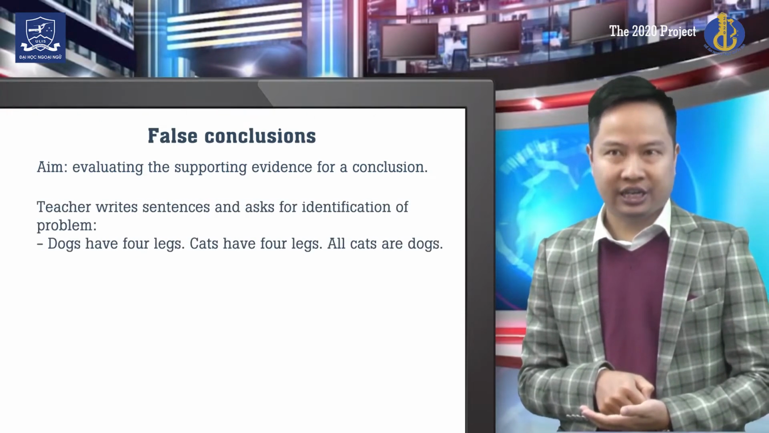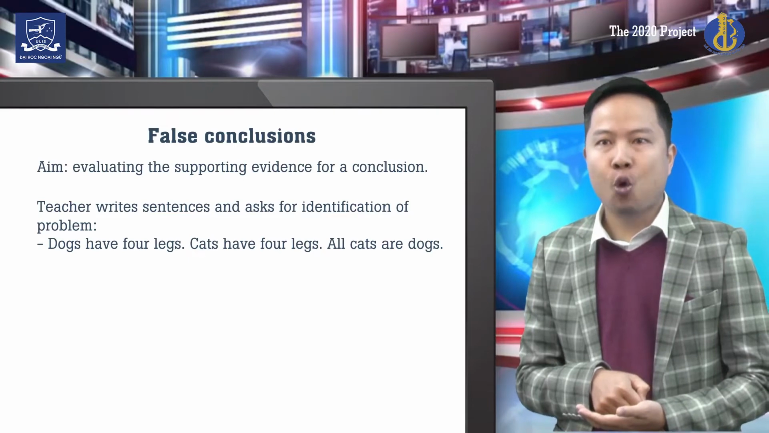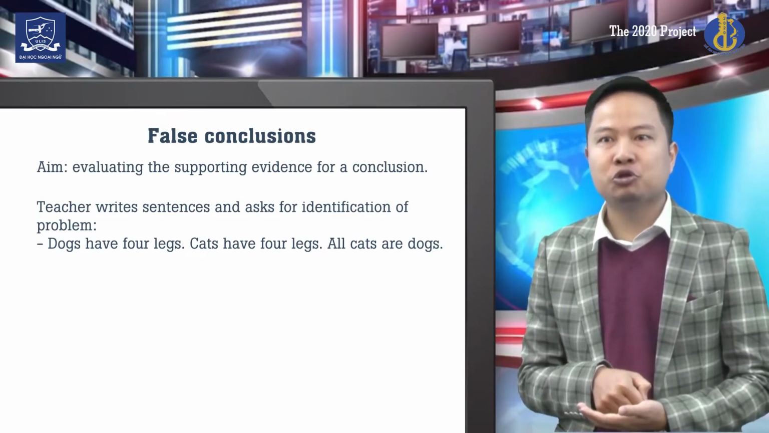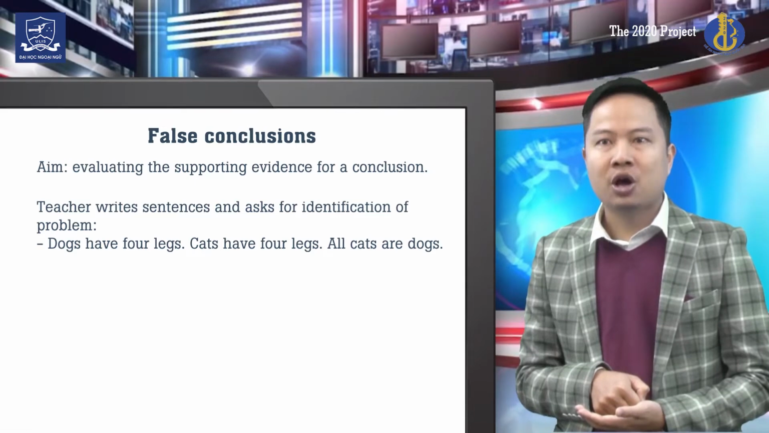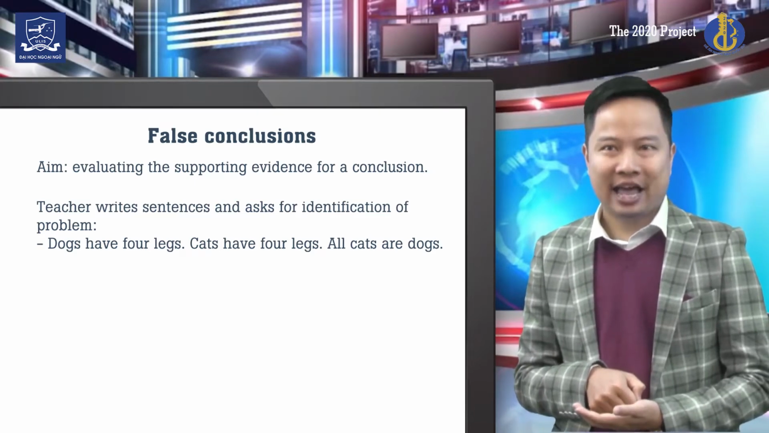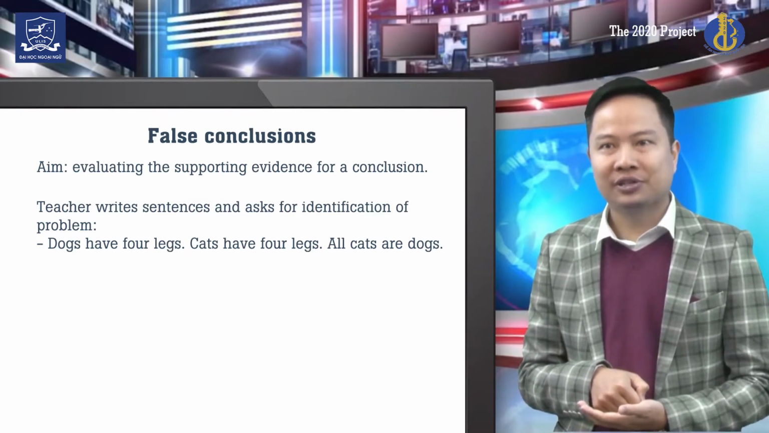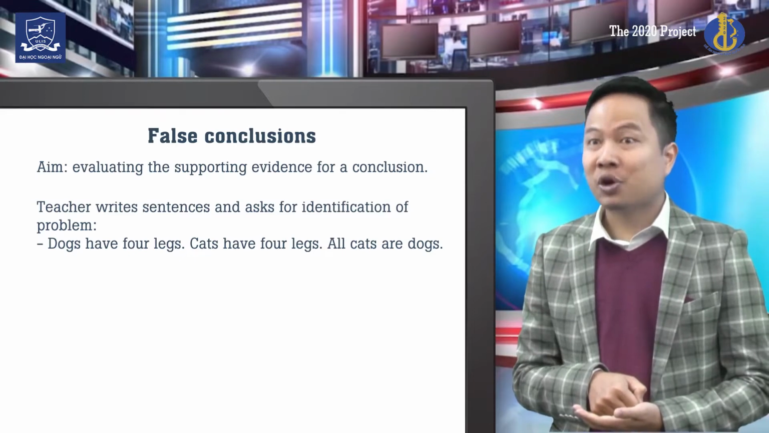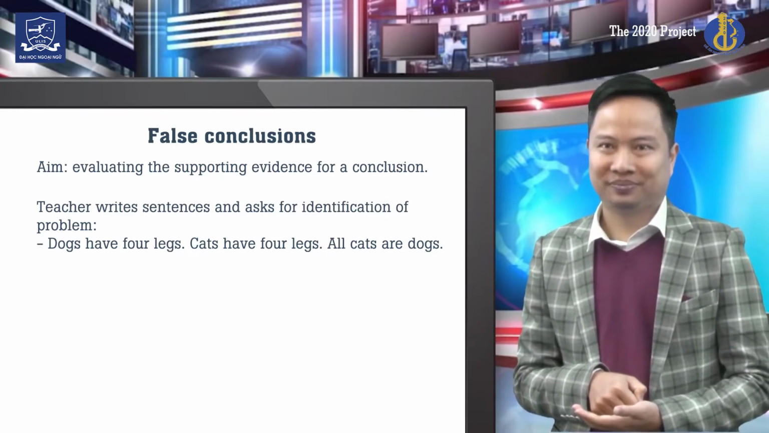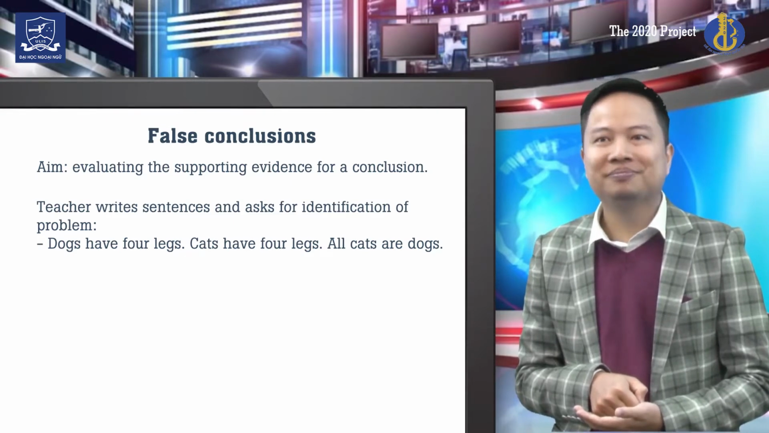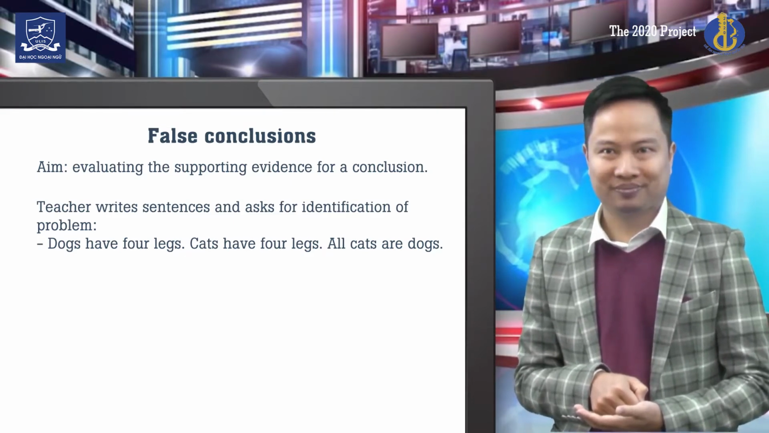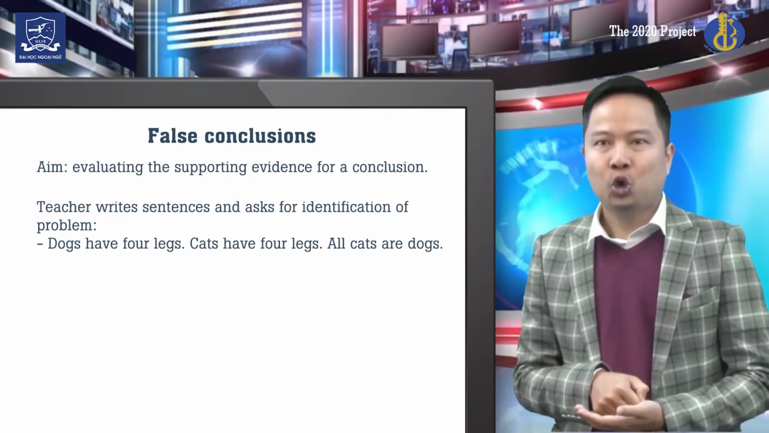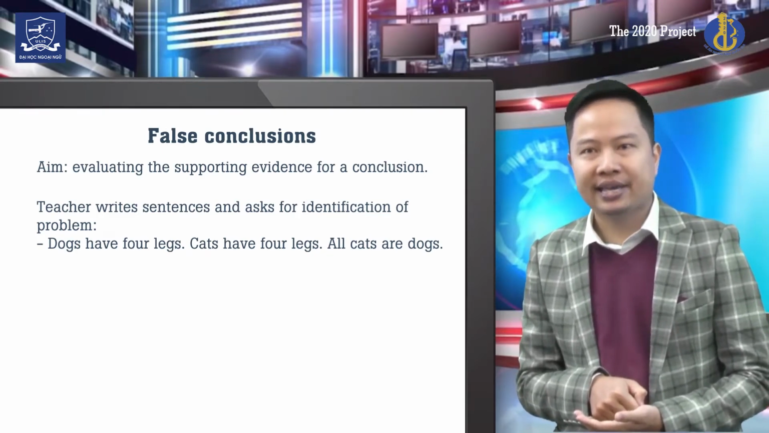To do this activity, first, the teacher writes one or all of the following sets of 3 sentences on the board. Dogs have 4 legs. Cats have 4 legs. All cats are dogs. Oranges are the color orange. Your shirt is orange. Your shirt is an orange. Cars have an engine. Motorbikes have an engine. Motorbikes are cars. The teacher asks students what is wrong in the conclusion in each case.